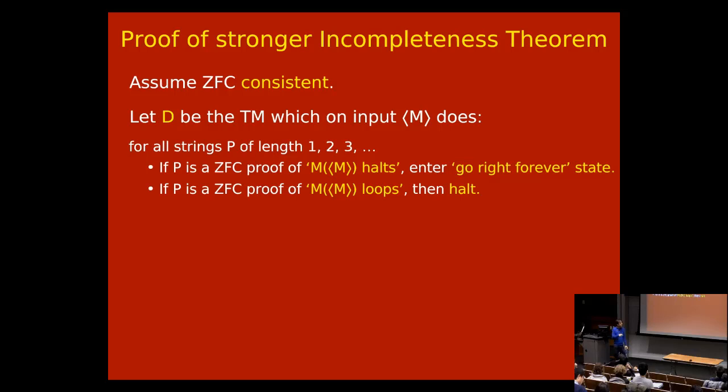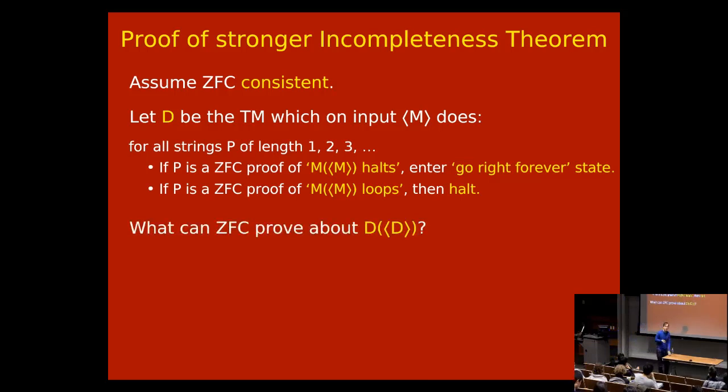The Turing machine D has some state that just always goes right: write a blank, go right, and come back to the same state. So it enters this trivial go-right-forever state, which puts it into an infinite loop. On the other hand, if it finds that P is a proof that M loops, then it halts. This is a perfectly normal Turing machine. You could write some simple Python code that did exactly this. There's nothing weird about this Turing machine, per se.